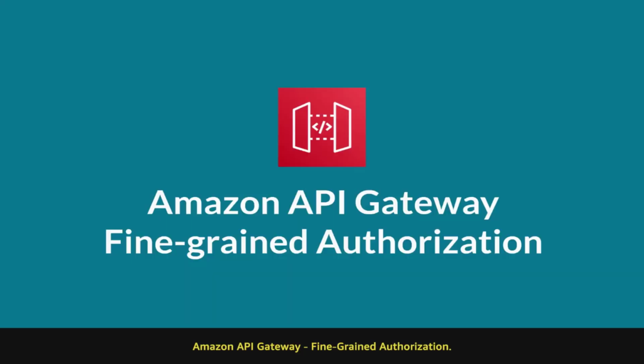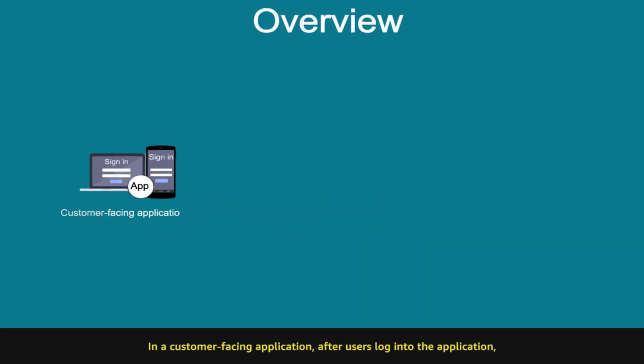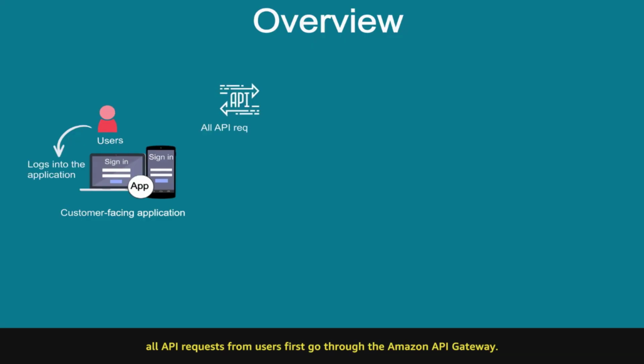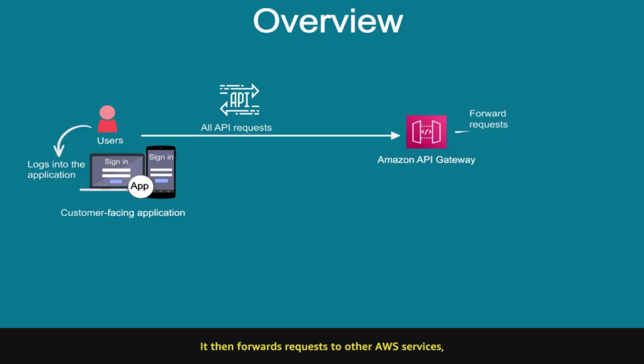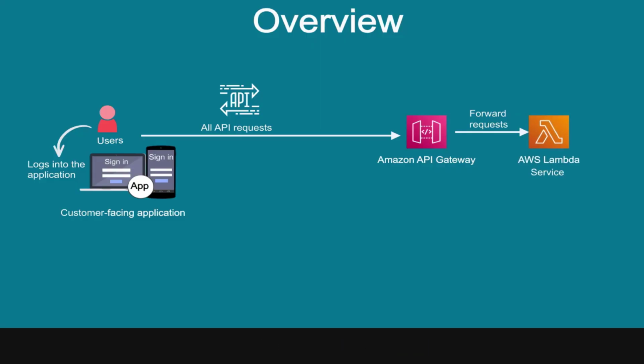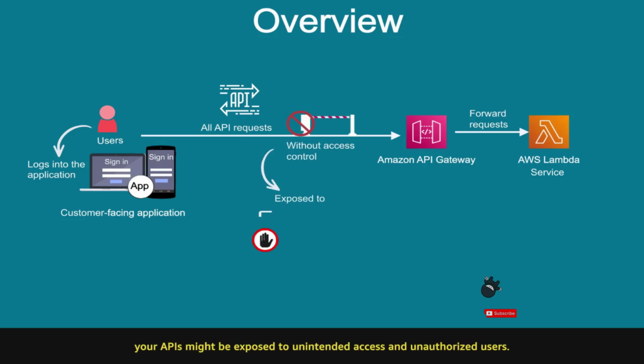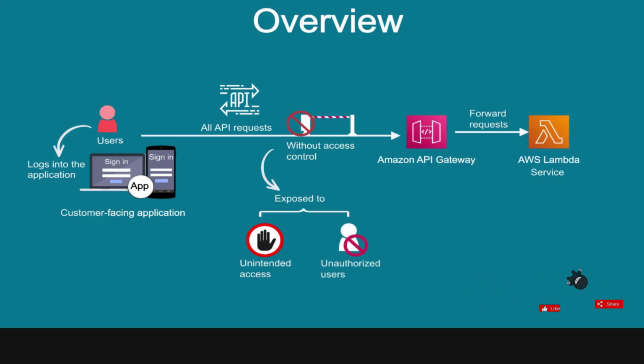API Gateway. Fine-grained authorization. In a customer-facing application, after users log into the application, all API requests from users first go through the Amazon API Gateway. It then forwards requests to other AWS services, for example, in this case, an AWS Lambda. Without access control, your APIs might be exposed to unintended access and unauthorized users.